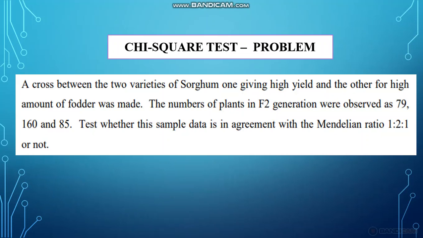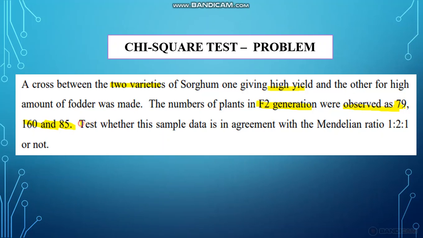You will see a problem. The problem is a cross between two varieties of sorghum, one high yielding and the other for high amount of something. The cross was made, and the number of plants in the F2 generation were observed as 79, 160, and 85.